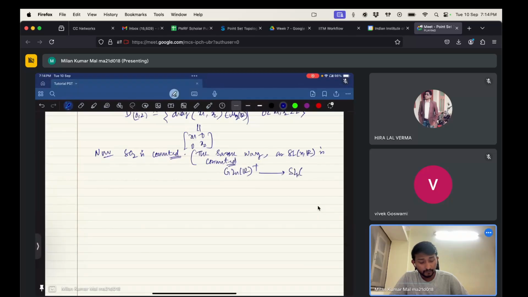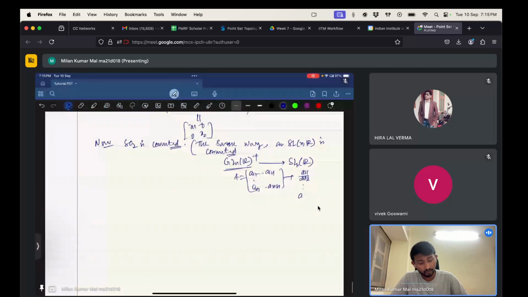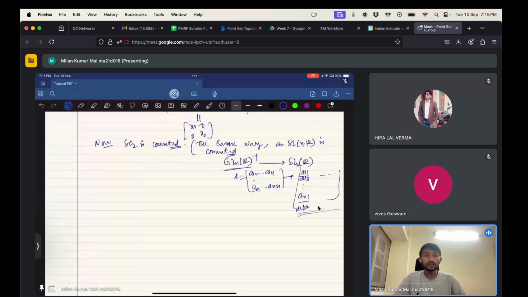That map is given by A, suppose A11, A1n, in this way, An1, Ann, suppose this was the matrix, so the map was A11 divided by determinant of A, which is non-zero because A is in GLNR, similarly An1 by determinant of A, and all other elements are as it is. So this matrix will be in SLNR. This is the way we can give a surjective map. This map will be surjective and continuous, so SLNR will be path connected. This is the way it is proved that SLNR is path connected.